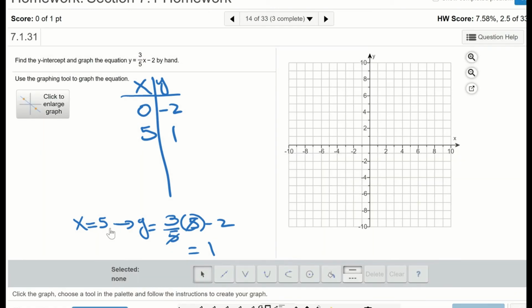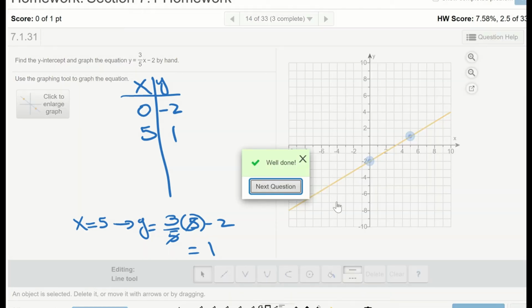So we're going to do it properly now. So 0, -2. Let me choose the line tool. 0, -2 should be right there. And 5, 1. So 5, 1. Notice each tick mark does represent 1 unit. And that should do it for us. Okay? That's how you handle that one.